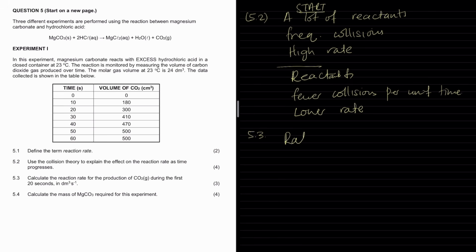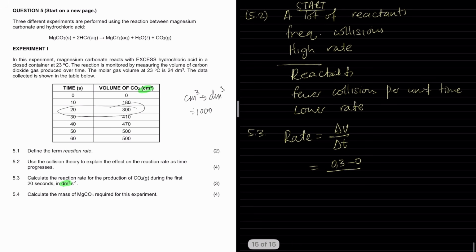So rate in this case is going to be the change in the volume divided by the change in the time. The question is asking in dm cubed per second, but they've given us cm cubed here. So we need to remember the conversion, cm cubed to dm cubed: we need to divide by 1,000. So the volume at 20 seconds is 300, so that's 0.3 minus 0, divided by 20 minus 0.